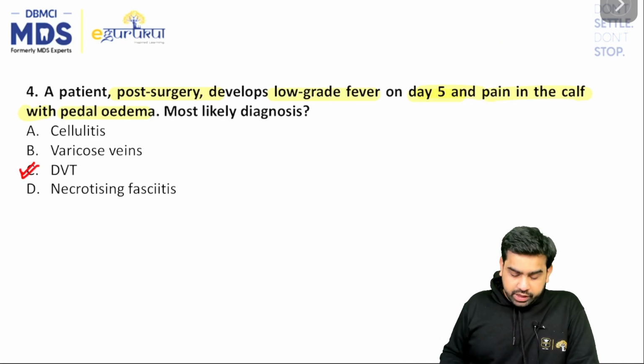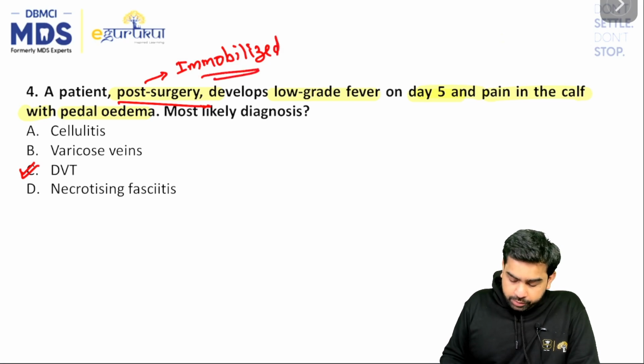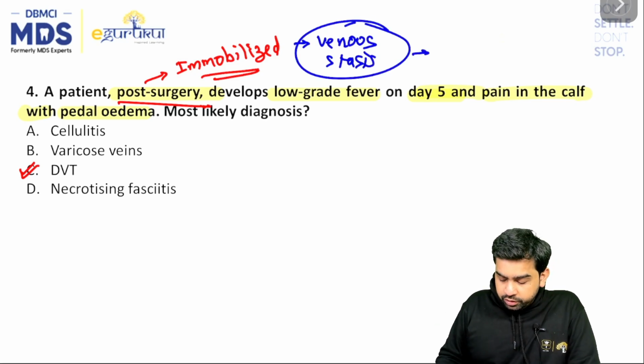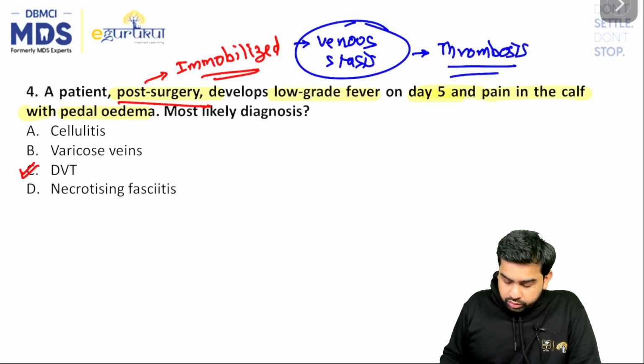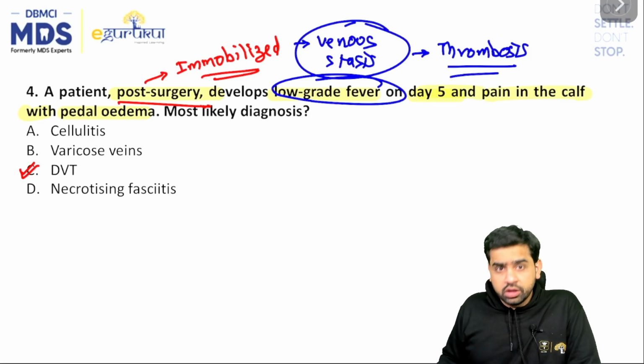Now here, what they have given you is post surgery. Post surgery basically means that the patient was immobilized. And because of the immobilization, what happens? There was a venous stasis. And because of the venous stasis, what is going to happen? The blood is going to collect, and over a period of time there can be a thrombosis. And this will lead to fever. Okay, so there is going to be post-operative fever. So deep venous thrombosis is one of the causes of post-operative fever.